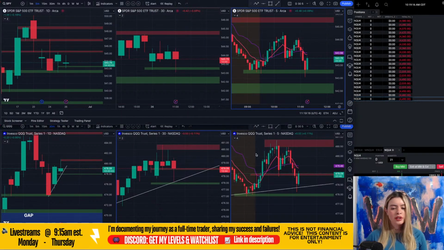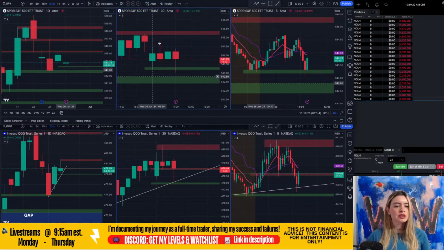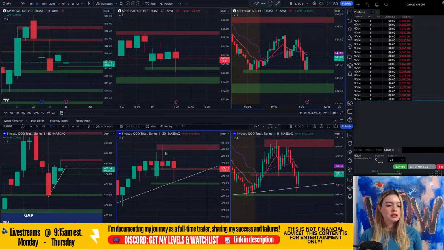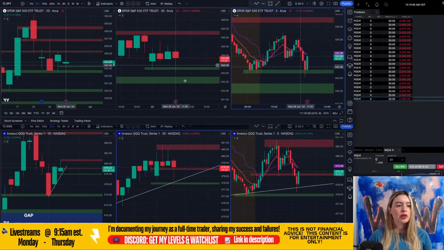Be careful here. The market's been, look at this choppy mess. Remember to zoom out and see what's going on the bigger time frame. Look at this 30-minute chart, daily chart. What's happening here? Is it safe to go bullish or bearish?